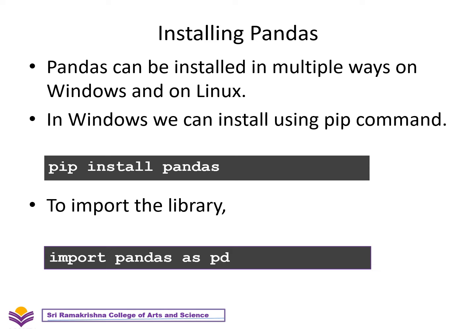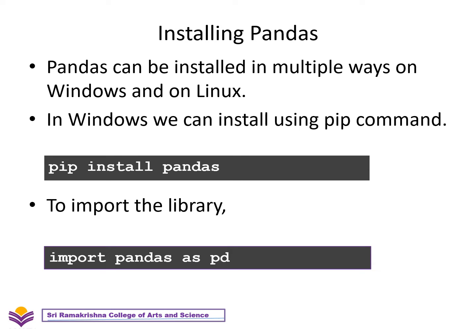Pip is a package management system. This is used to install and manage the software packages and libraries in Python. These software packages or libraries are stored in a large online repository, and that repository is termed the Python package index. So using the pip command we can install the pandas library into our system.